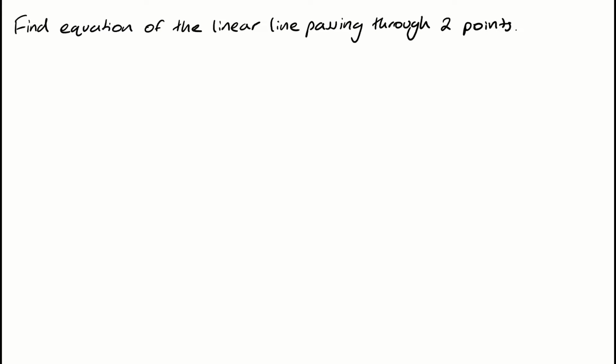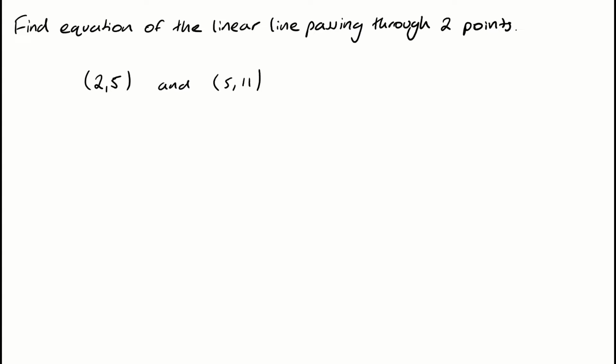So here we're going to look at how we can find the equation of the linear line that passes through 2 points. So for example, it could be the points (2, 5) and the point (5, 11). Okay, and we want to find the equation of the linear line that goes through these 2 points.